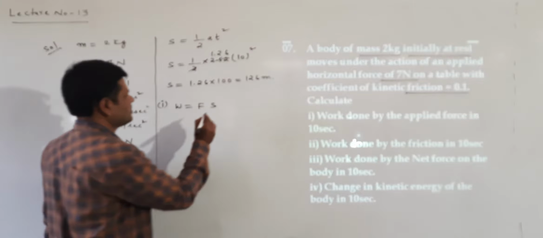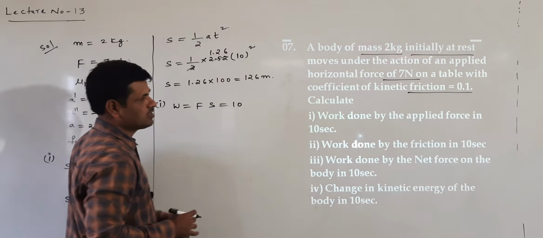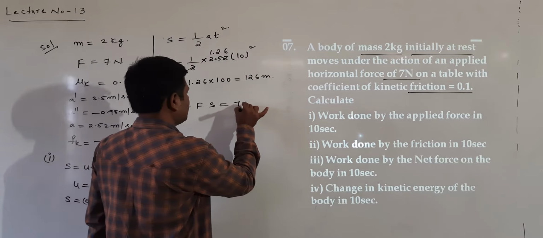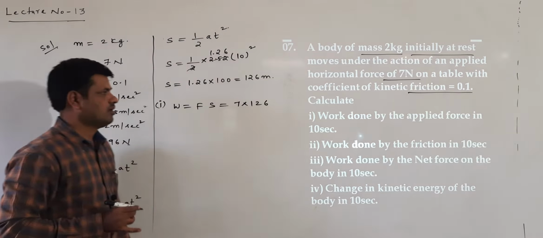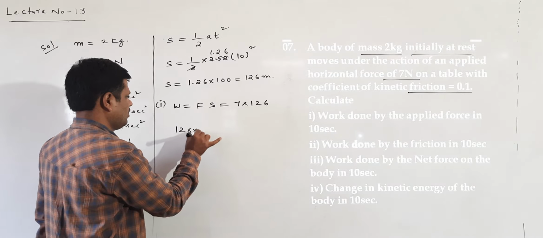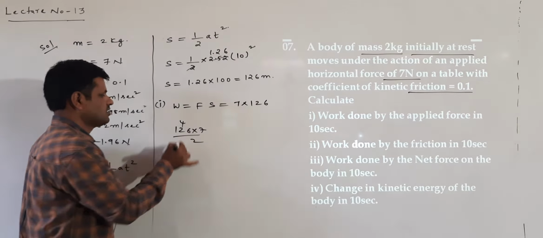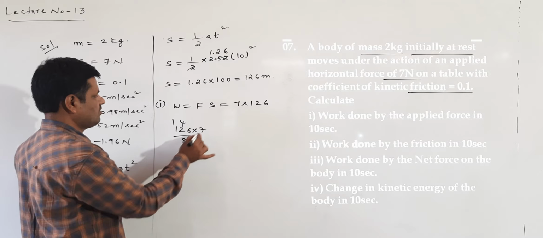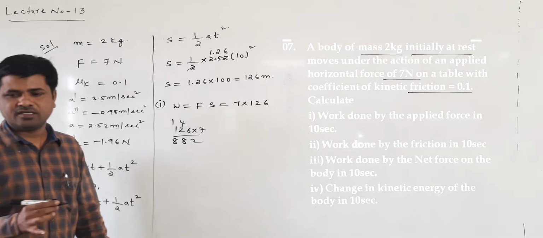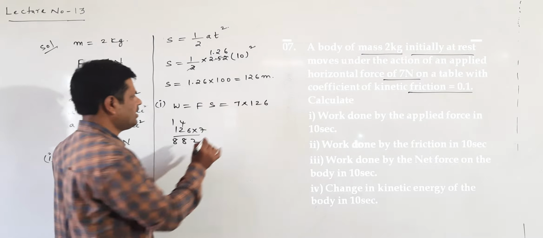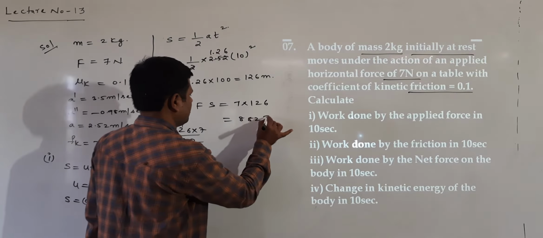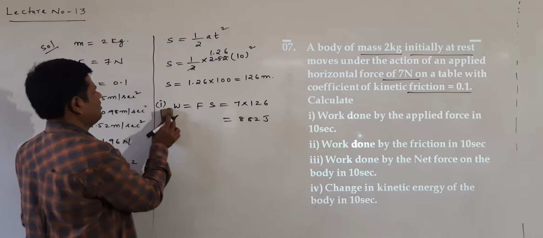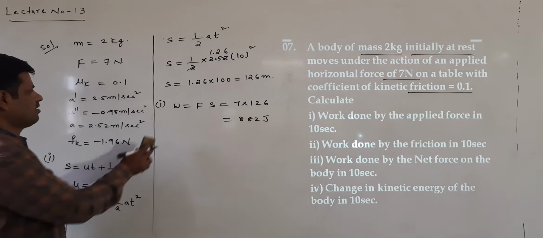Now force into displacement: force is the applied force, 7 into 126. Here 126 into 7: 7 sixes are 42, 7 twos are 14, 14 plus 4 means 18, 7 ones are 7, plus 1 is 8. What are we getting here? This value is 882 joules. This is the work done by the applied force in 10 seconds. Now the first problem is completed.